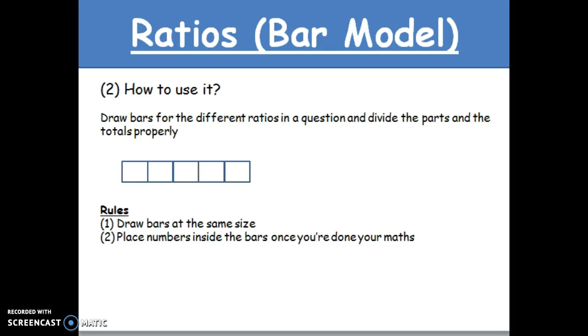So how do you use it? Well, in terms of bar model, what I usually tell students is to draw bars for the different ratios in question, and then divide the parts and the totals properly. So a couple rules here. The very first rule is to draw the bars the same size, and second, once you're done that, place numbers inside the bars.